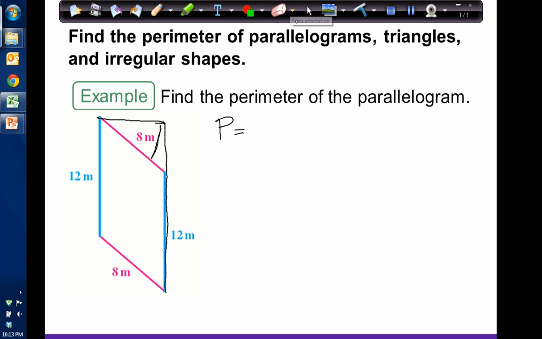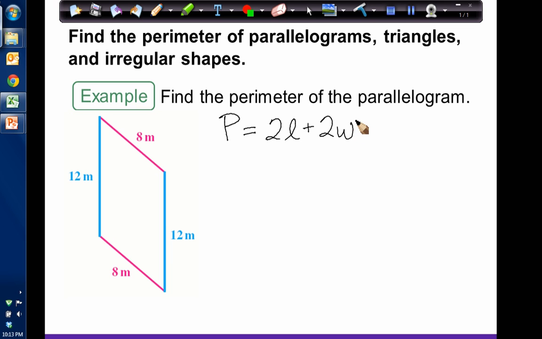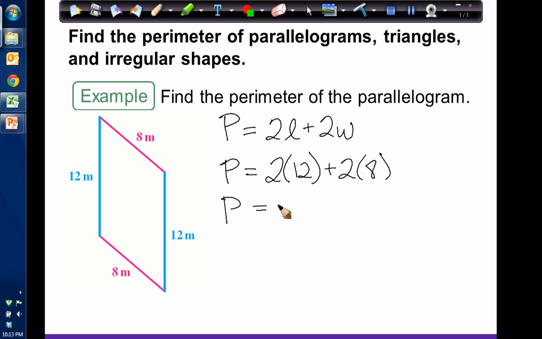But the formula will still work if you imagine that the length and the width are the sides of the parallelogram. So we're going to say 2 times the length and 2 times the width. In this case, it's not the actual length and width, it's just the sides of the parallelogram, the opposite sides. So you can just add up the sides. You don't even need to use the formula, but the formula will work as well. 2 times the width, which is 8. P equals 24 plus 16. P is 40 meters. Don't forget the units.